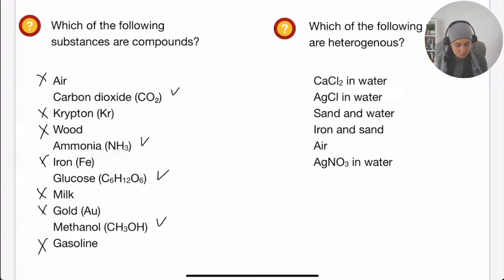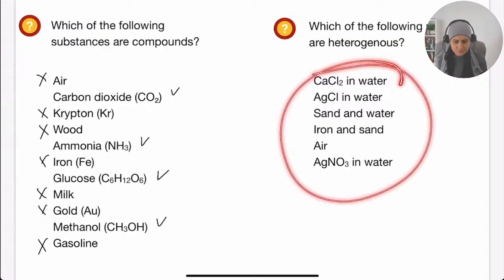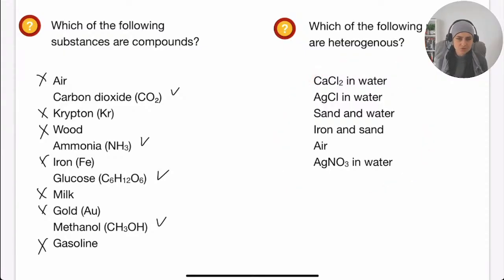Now, which of the following mixtures are heterogeneous? To answer this question, you need to understand the solubility of salts, which, if you're just starting IB chemistry, maybe you don't know yet, but I'll just tell you. Calcium chloride is soluble, so the mixture would be homogeneous, because you will see one phase. AgCl is insoluble, so you would see the solid and liquid, so that's heterogeneous.